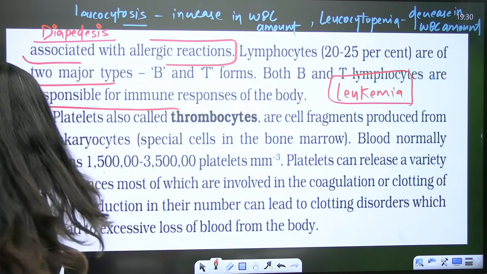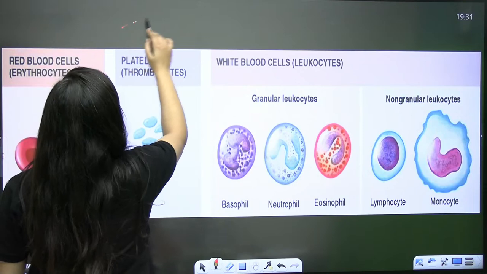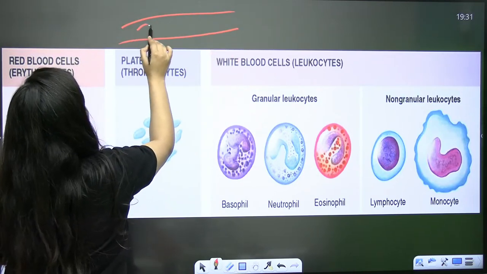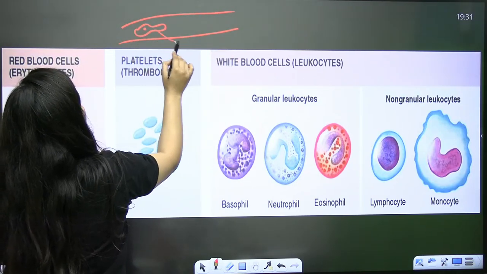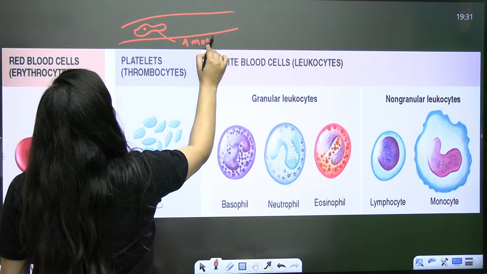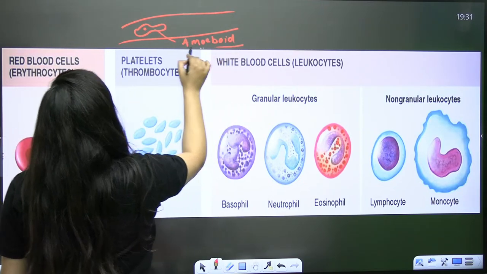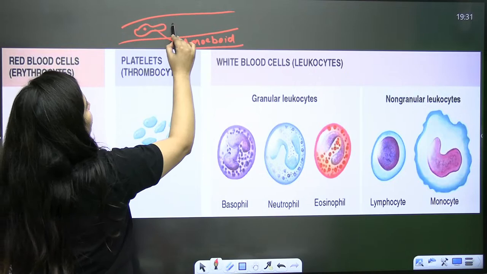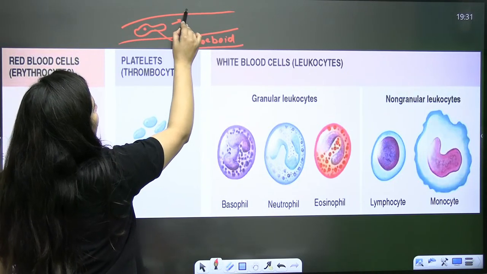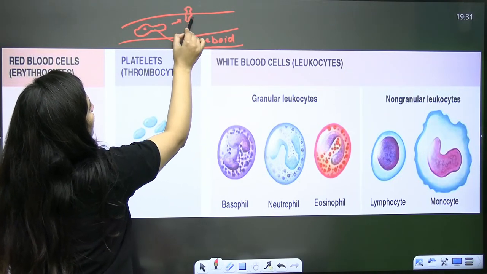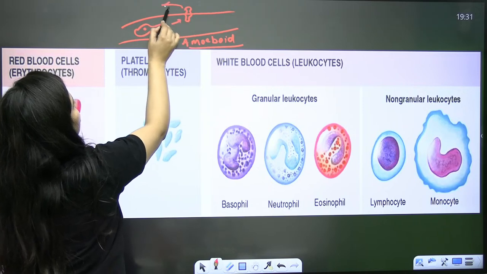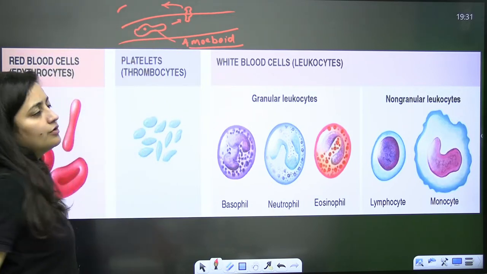What is it? In the case of WBCs, they have a property. Like this is the blood capillary. WBCs show amoeboid movement. What type of movement are they going to show? They are going to show the amoeboid movement, the creeping movement. Because of that, these WBCs from this blood vessel can just move to the surrounding. Do you know that?